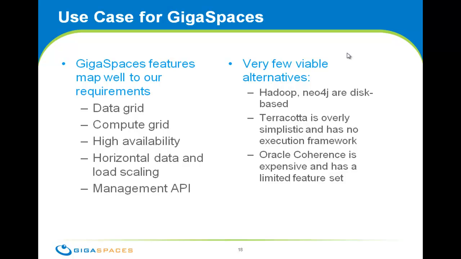There are not a lot of available alternatives, some of which are written here. For instance, Hadoop and Neo4j can definitely be used for graph storage, but are disk-based. So if we chose those, we would have run into the hardware performance bottleneck very, very quickly. Terracotta is an interesting solution, but it's overly simplistic and it has no execution framework. And one of the bigger competitors is Oracle Coherence. It is a lot more expensive than Gigaspaces for our use cases and has a significantly limited feature set.